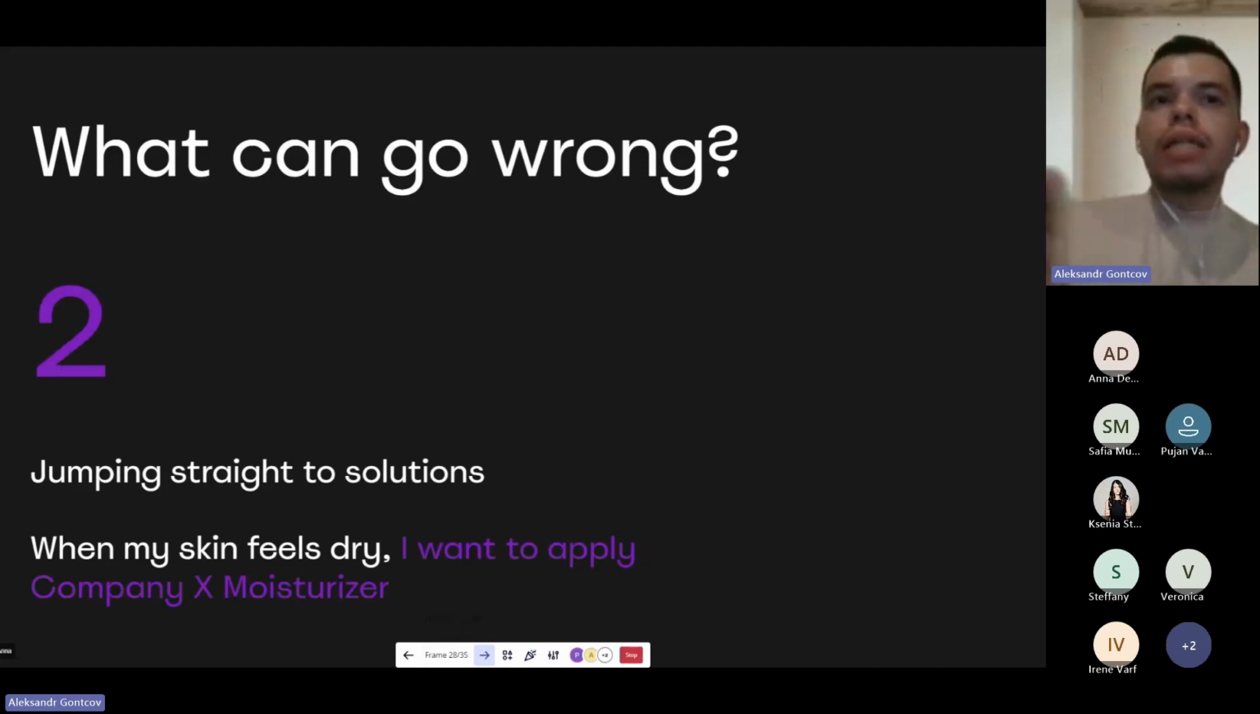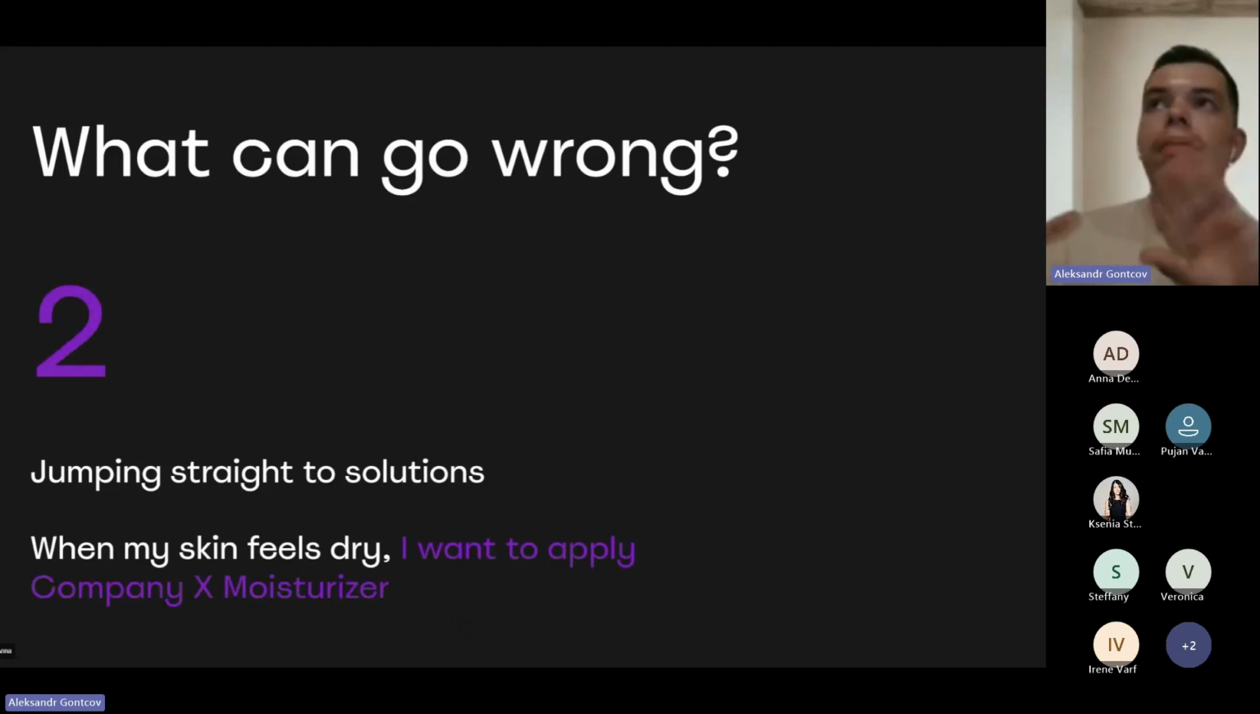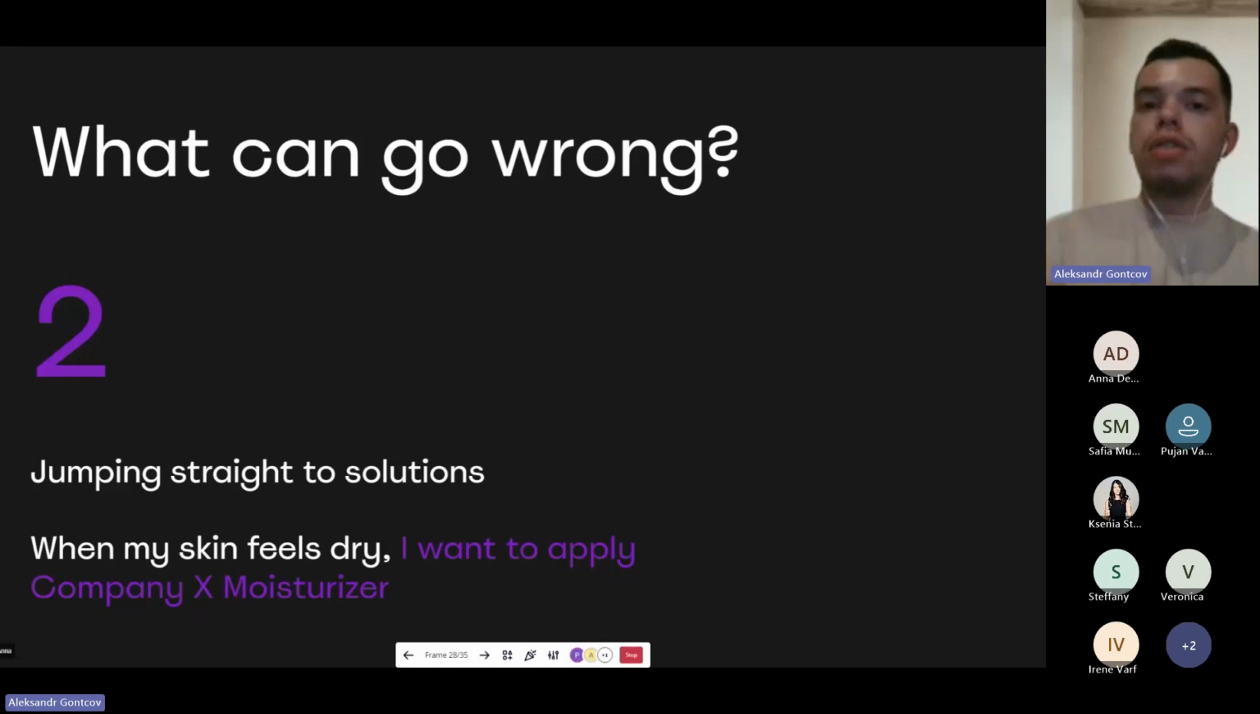Another pitfall is jumping straight to solutions. For example, "when something is happening, I want to apply company X moisturizer." Again, in jobs to be done, it's very important for us to put on customers' shoes and walk in their shoes to actually understand the narration, the problem, the job, to give them the solution, not to put the solution in the job.